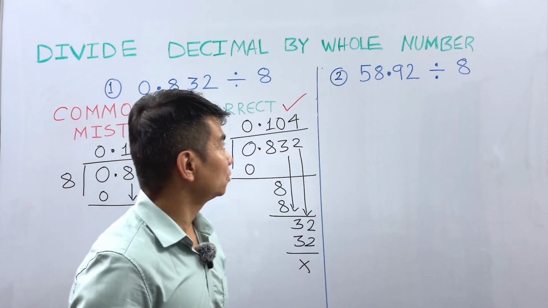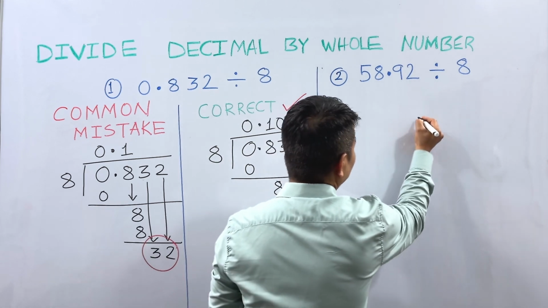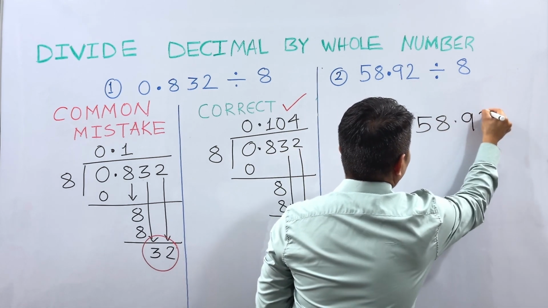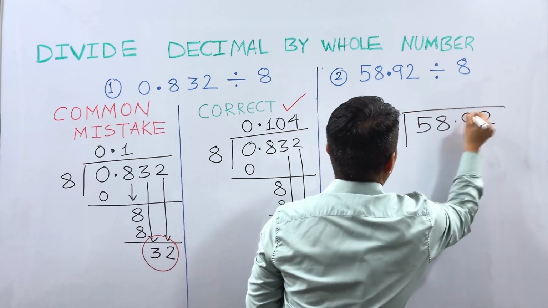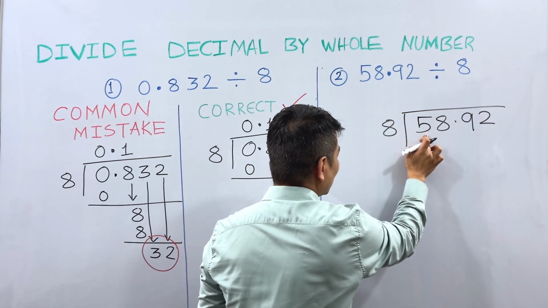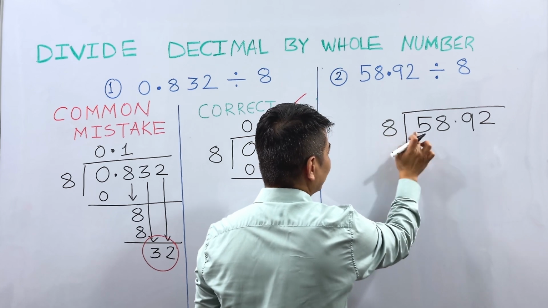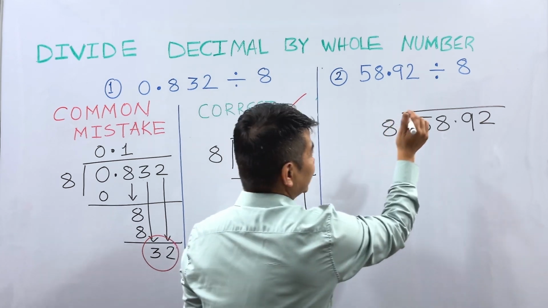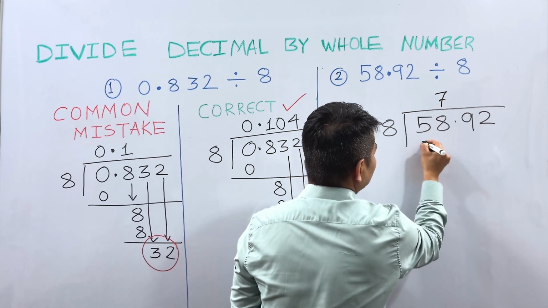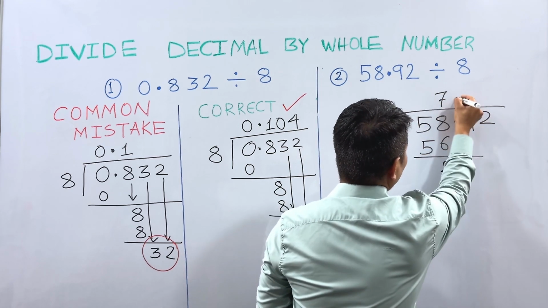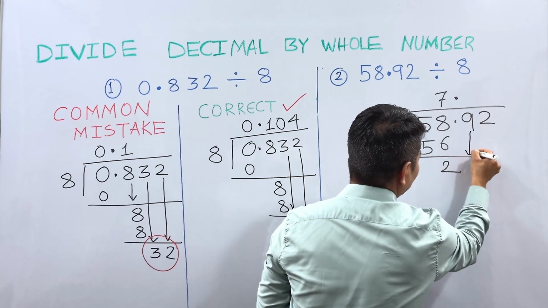Don't skip number 2 because you are going to learn a very important trick in the last step of number 2. Here you are dividing 58.92 by 8. First of all, you divide the first digit 5, but 5 is smaller than 8. So you cannot divide 5 by 8. In that case, you take both the digits together. So 8 times 7 equals 56. Now, as you know, the decimal point goes in the quotient and 9 comes down with 2.